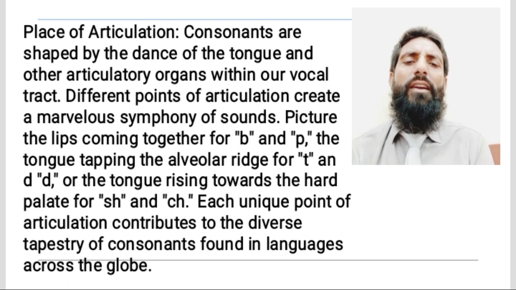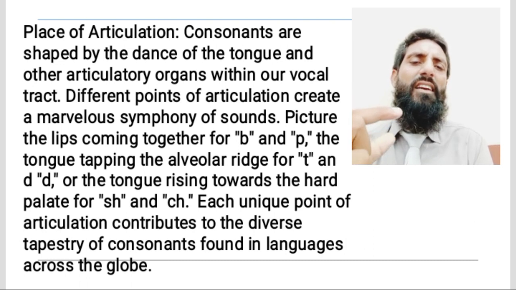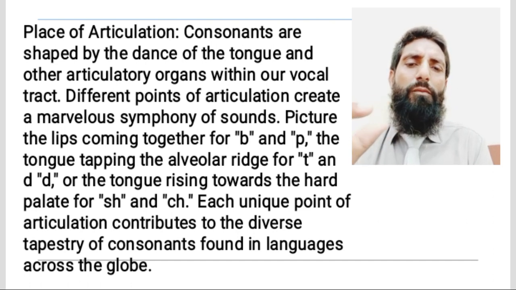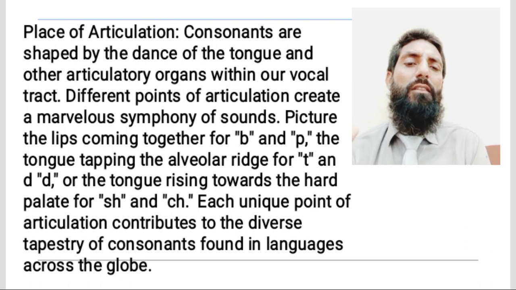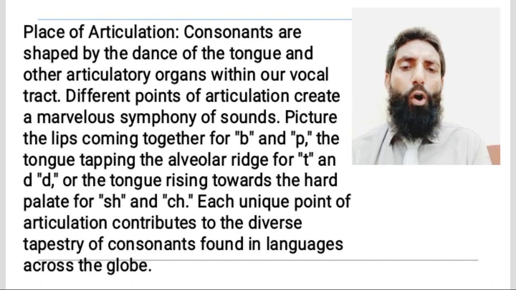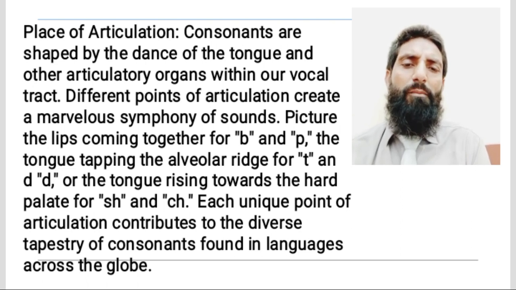Different points of articulation create a marvelous symphony of the sound. Symphony of the sounds means that there is a rhythm of the sounds. Basically, when the sounds are equalized, when the sounds are in a composed symphony, it means that there is a particular wave of sound. So this is basically known as symphony. And marvelous means miraculous, wondrous, very astonishing and astounding. This is a very important point. We are going to articulate and create the marvelous symphony of the sounds.